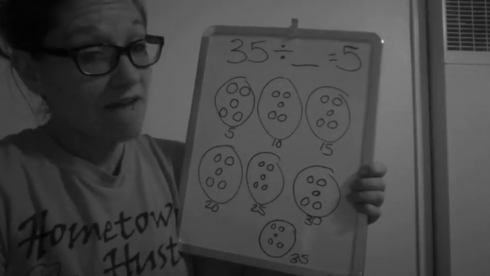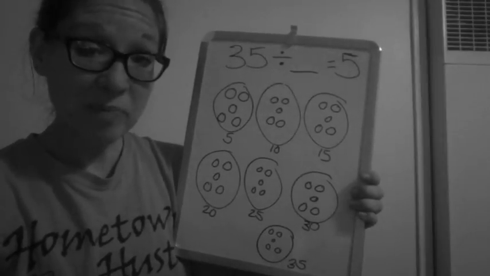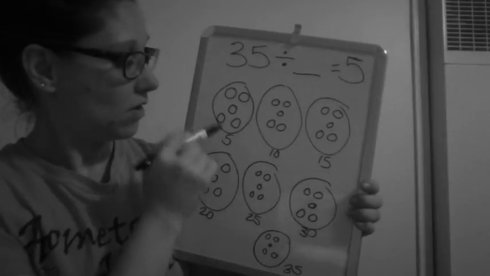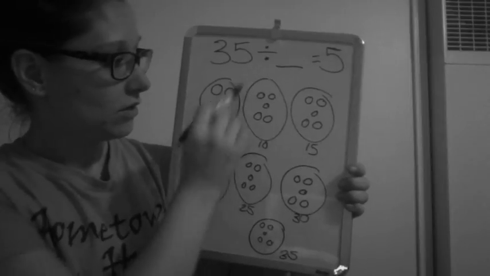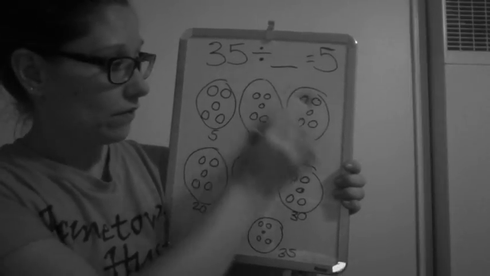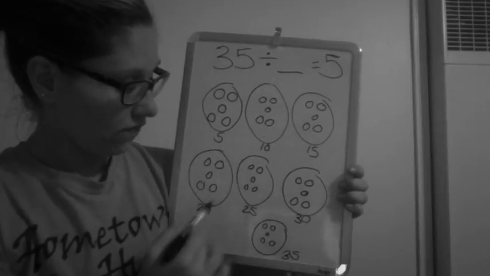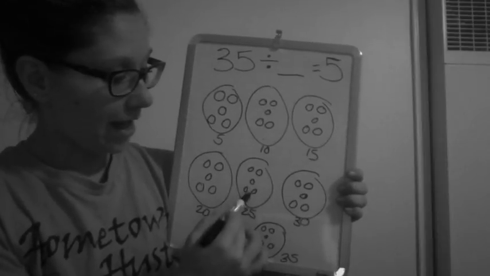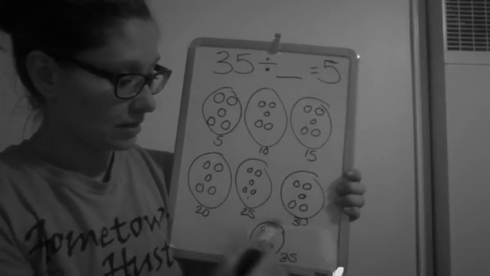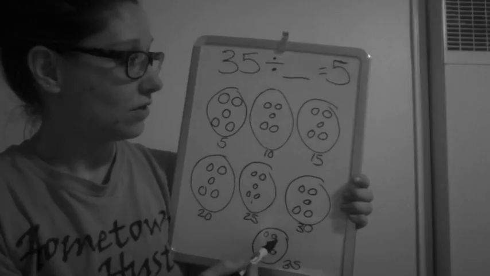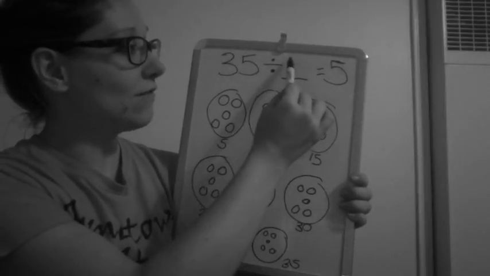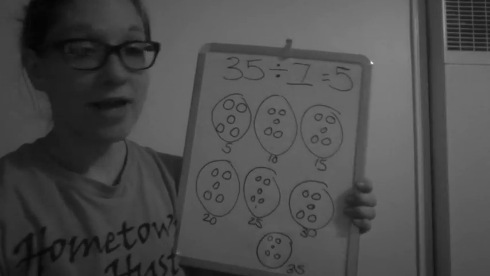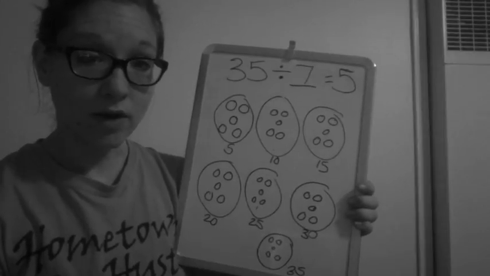Each person's got 5, but how many people did we make? 1, 2, 3, 4, 5, 6, 7. So that means 35 divided by 7 equals 5.